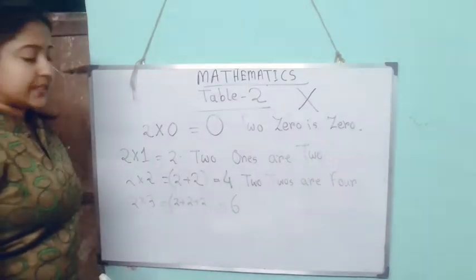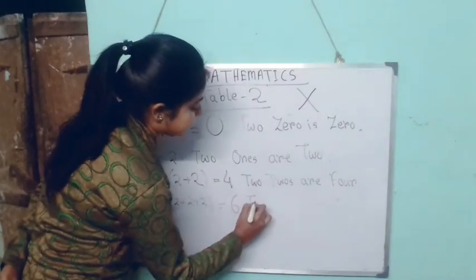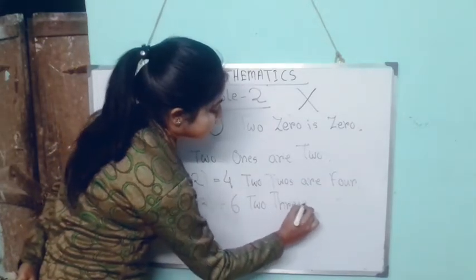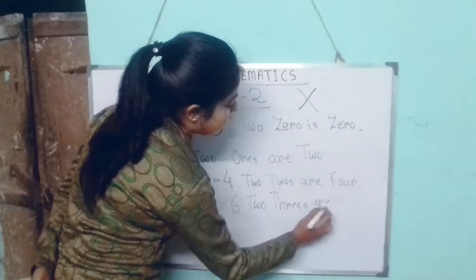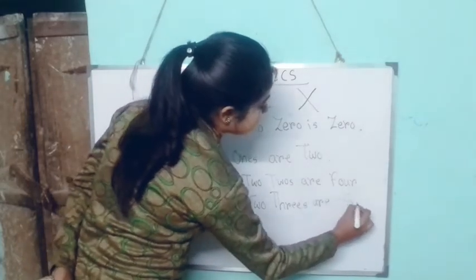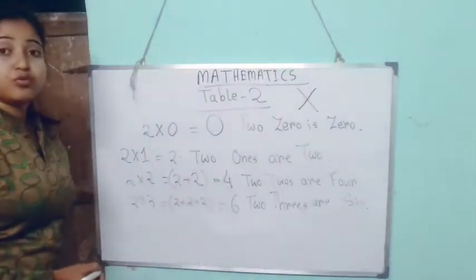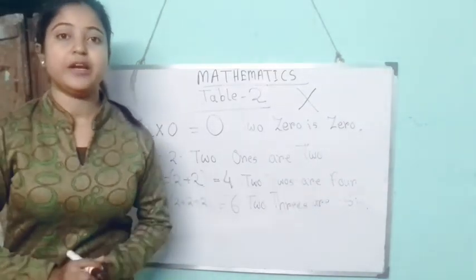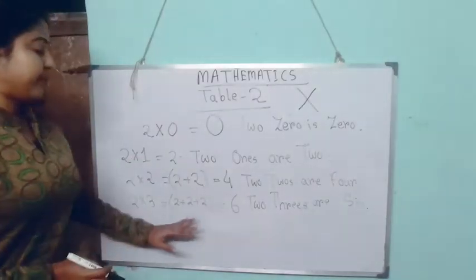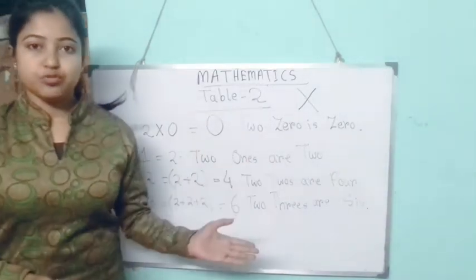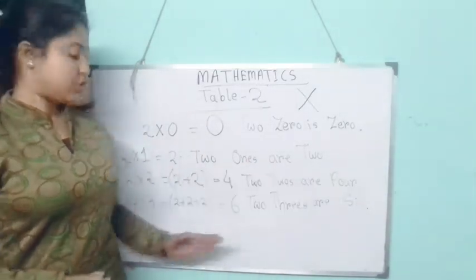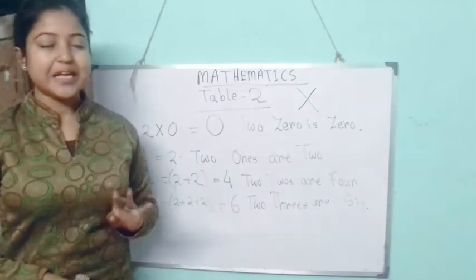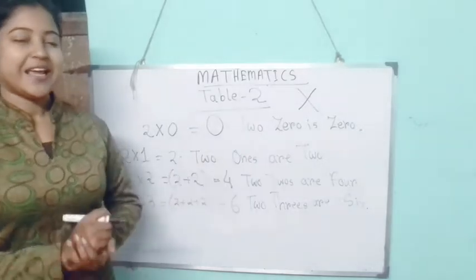So you will get 6. So you can write here 2 3's are 6. In the same way, the process will go on, and you have to do the same by repeated addition. 2 3's are 6, then 2 4's. You have to write 2 plus 2 plus 2 plus 2. 4 times you have to add the 2. Then you will get 2 4's are 8.